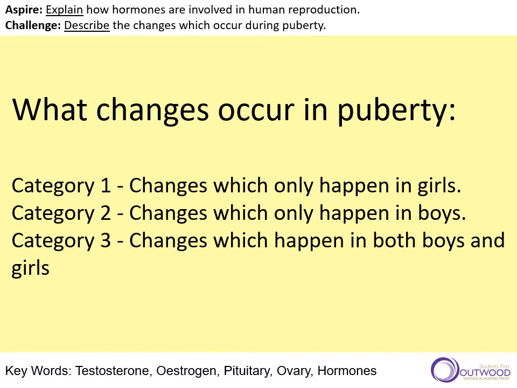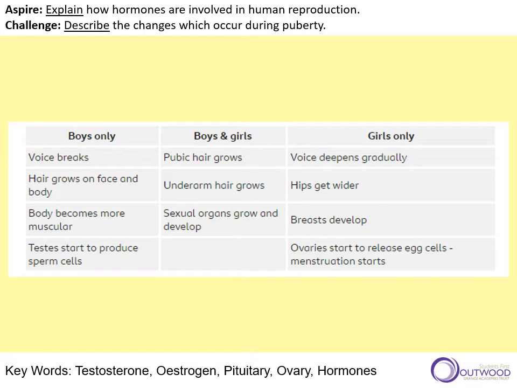Okay, let us see what we have got. Now, there are loads of answers we could have got. These are some general points that we could have. So let's look at boys only first. So what happens to boys? The voice breaks. Okay, so that's because your voice box is growing and it becomes from rather childlike to obviously an adult. Hair grows on face and body.